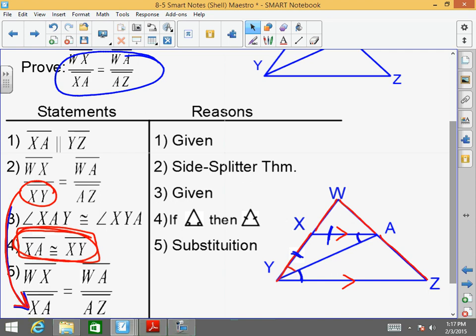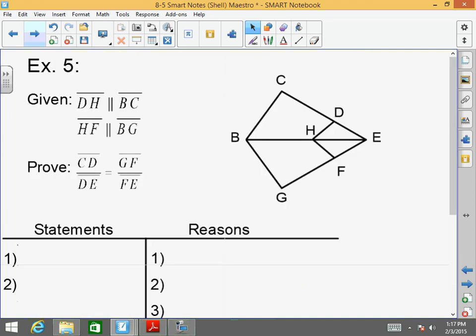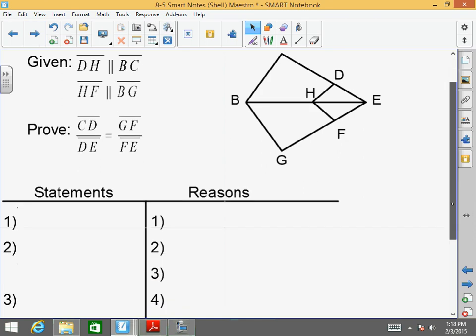Okay, last but not least, brothers. This is a bit of a monster. DH is parallel to BC and HF is parallel to BG. I want to prove that CD to DE is proportional to GF to FE.